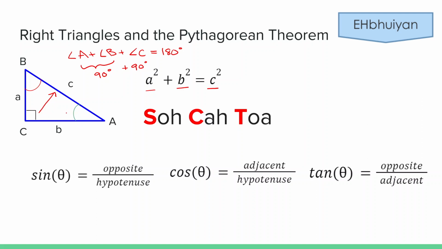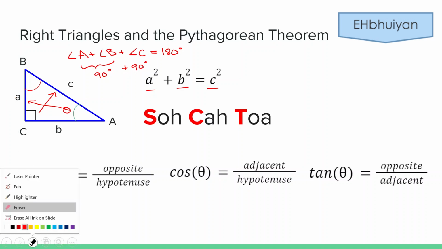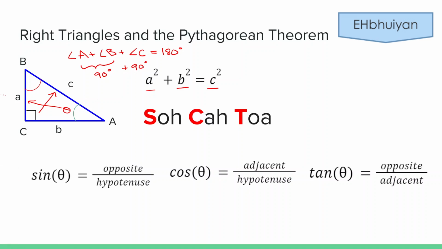Let's look at if we had a theta. Let's say we have an angle theta right here. Then the opposite side to this angle would be A. So let's just write OPP for opposite. Let's write OPP for opposite, and then ADJ for adjacent, and this is still the hypotenuse.